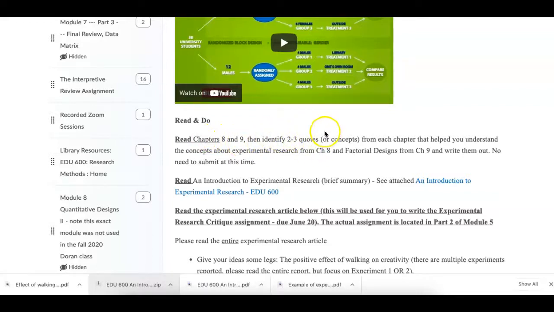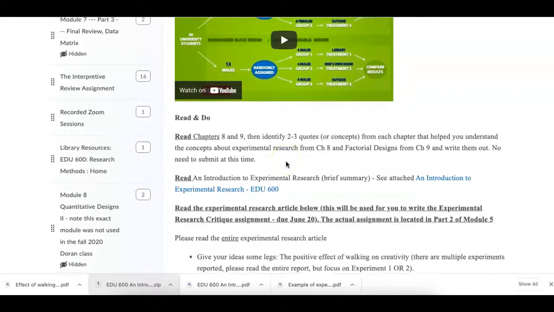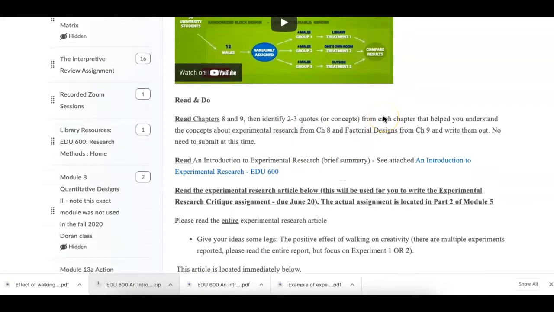This is something I'm not going to collect, but identify 2 to 3 quotes or concepts from each chapter that help you understand the concepts of experimental research. You can write them out and put them away. I may come back to those a little later in the course, but think of this as something you don't have to submit to me in any way. It's really for your own use.